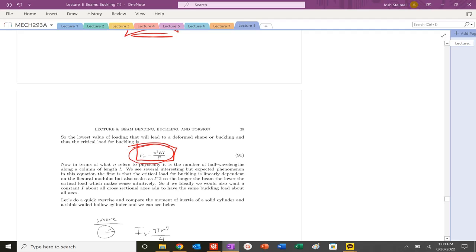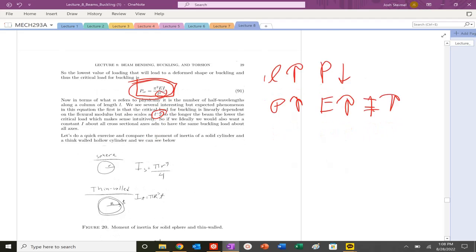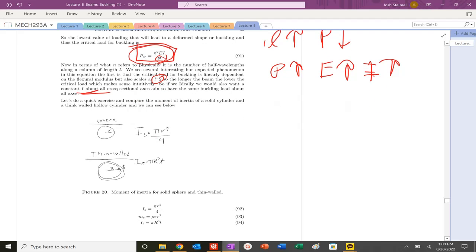So it's very interesting. It makes sense, right? The longer the column, the lower the critical load. The stiffer the beam, the higher the critical load to buckle. The higher the moment of inertia, the higher the critical load. So you see here that L squared phenomenon, length has a critical scaling that goes on here.